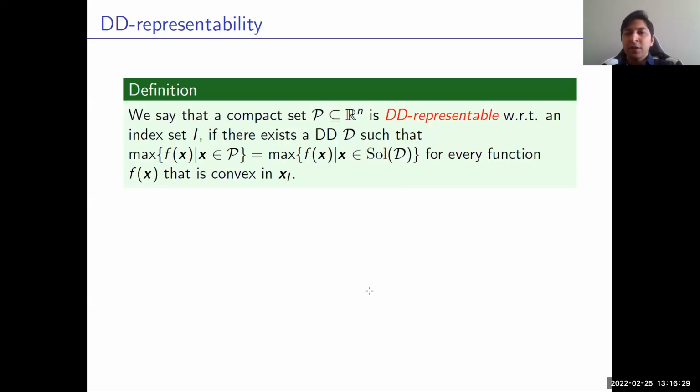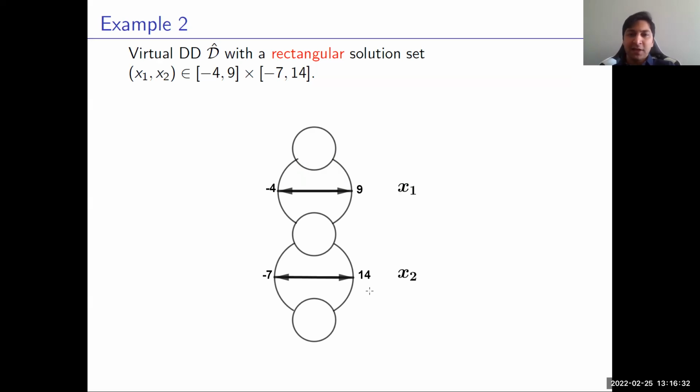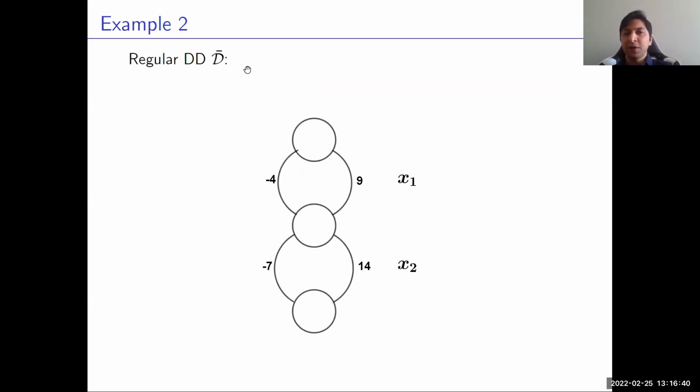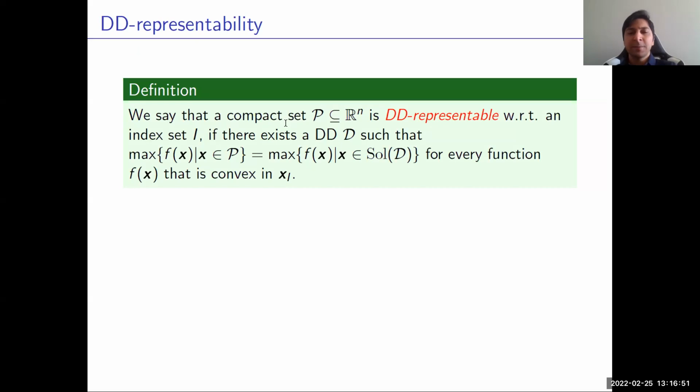So applying the previous equivalence class result, for every function f(x) convex in x1 and x2, max of f(x) over this hyperrectangle is equal to the max of f(x) over D. So this is how we can model hyperrectangles by decision diagrams. We can represent them by decision diagrams. So to formalize this, we say that a set P is D-representable with respect to an index set I if there exists a decision diagram D such that for every function f(x) that is convex in x_I, max of f(x) over P is equal to max of f(x) over the solution set of D.